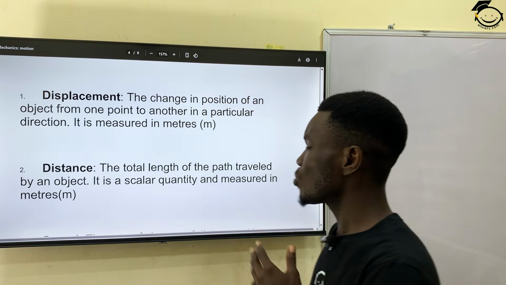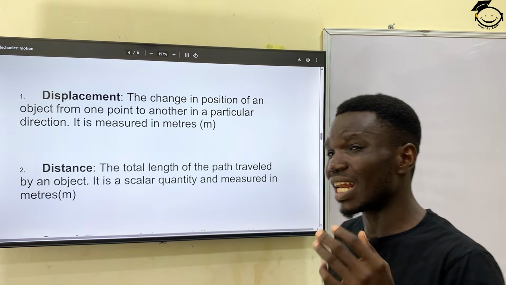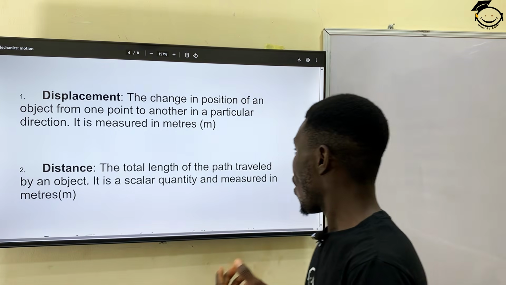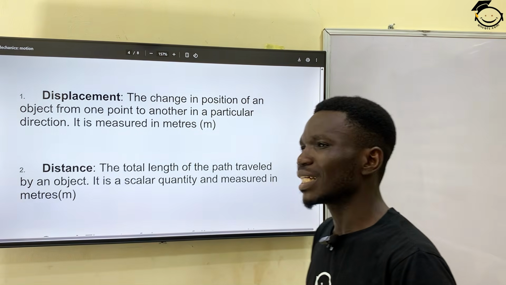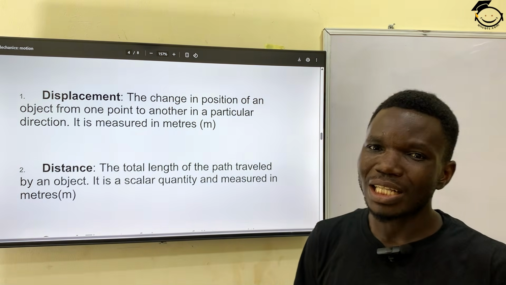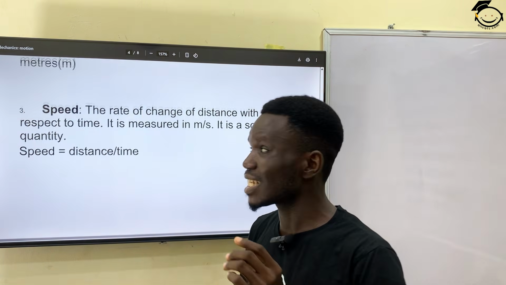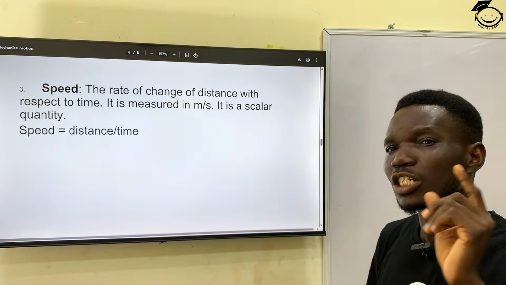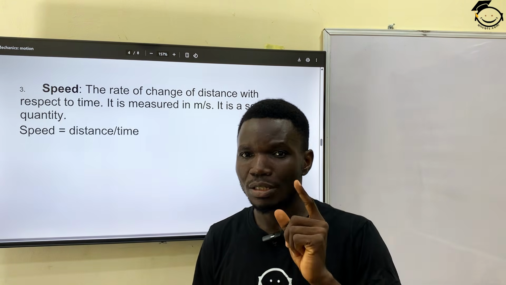Then we have the next one, which is distance. This is the total length of path traveled by an object, and it is a scalar quantity. It is also measured in meters.